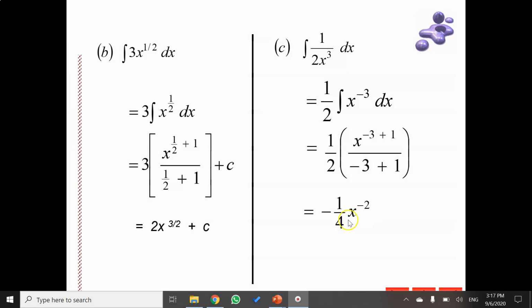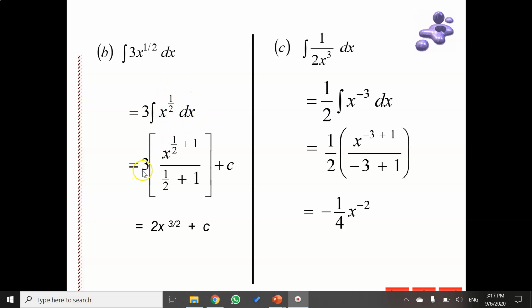And let's see question B. Integrate 3x to the power of half dx. Okay, so you remember you have 3 as the constant, so you place the 3 at the front. Don't disturb it, put it at the front. So now you have to integrate x to the power of half dx.